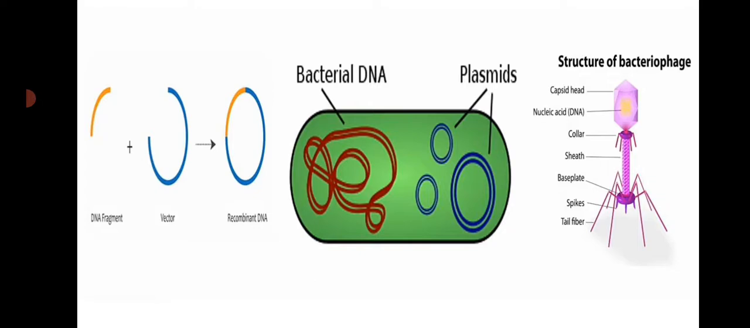A cloning vector is a small piece of DNA into which a foreign DNA can be inserted for cloning purposes. So what is a cloning vector? It is a small piece of DNA. Into this, a foreign DNA can be inserted for cloning purposes.